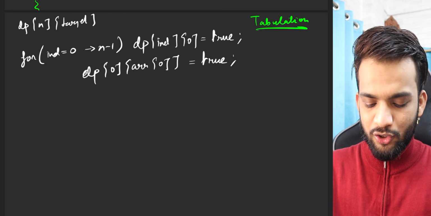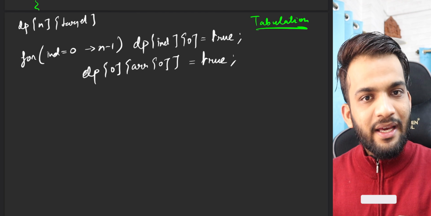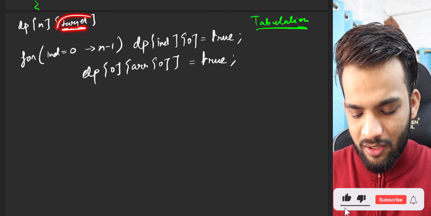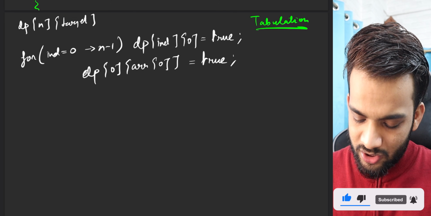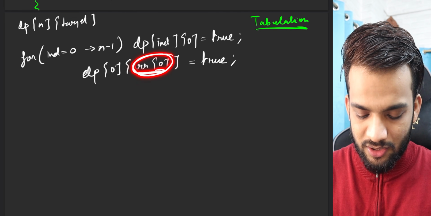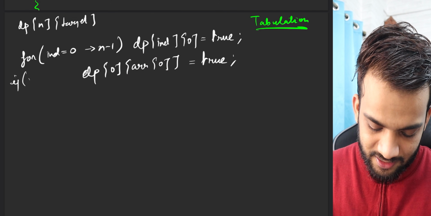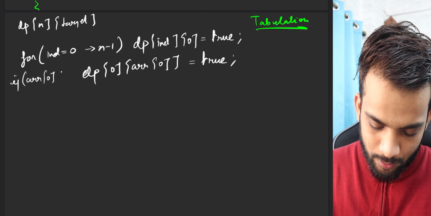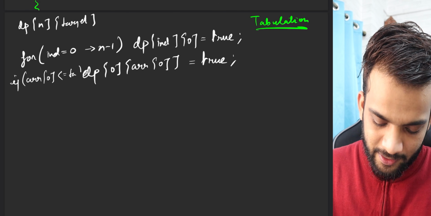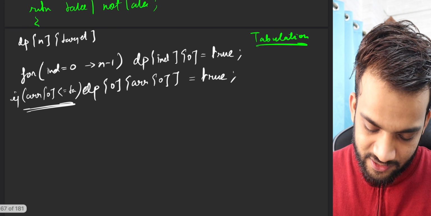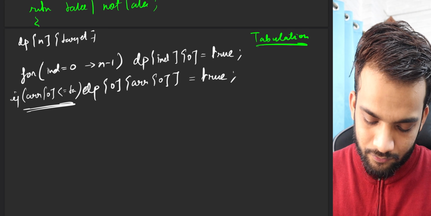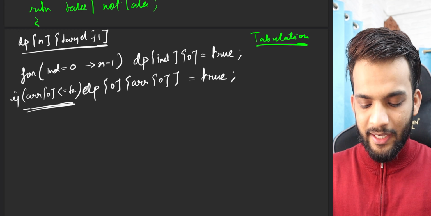But you just need to make sure, since we are declaring the dp array to have the second dimension of parameter target, this second dimension has to be lesser than or equal to target. Just make sure this condition is written. And over here it will be of size plus 1, by the way. Perfect. So that was the tabulation.